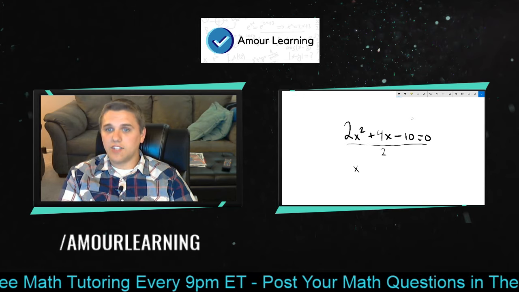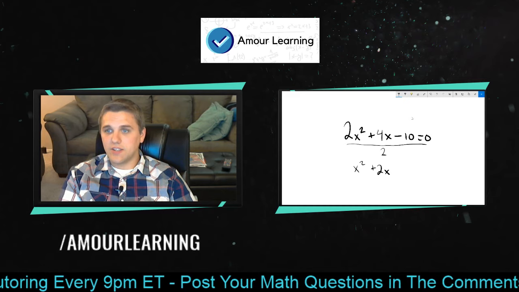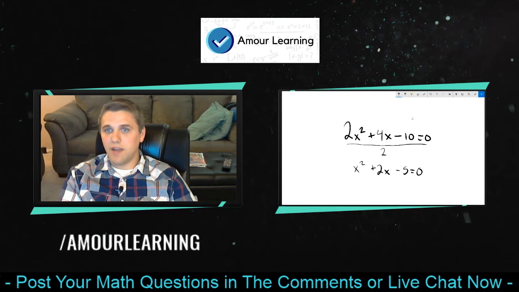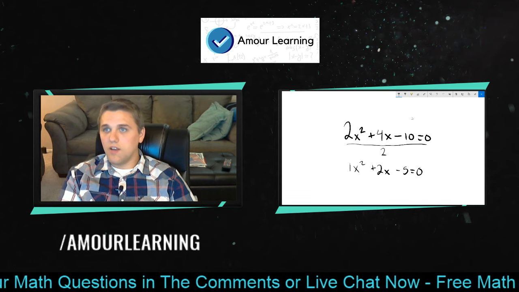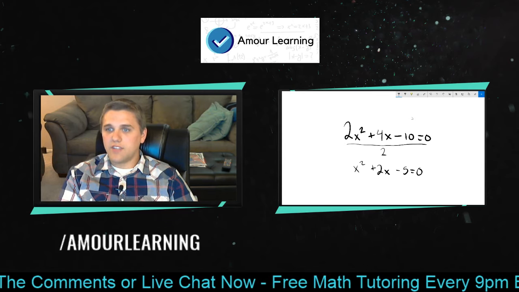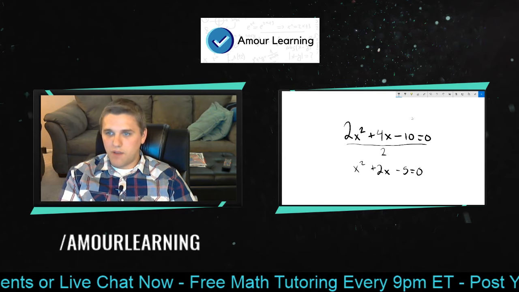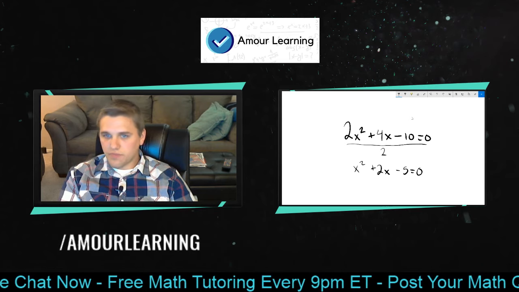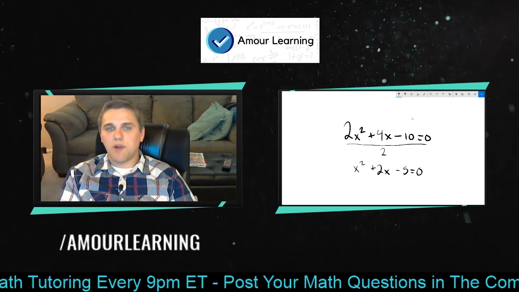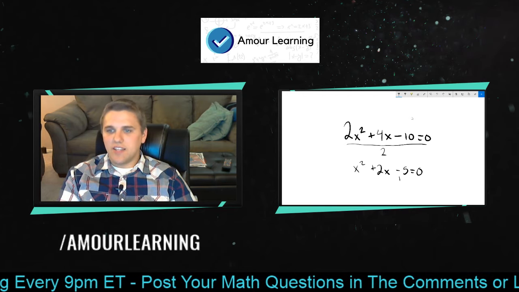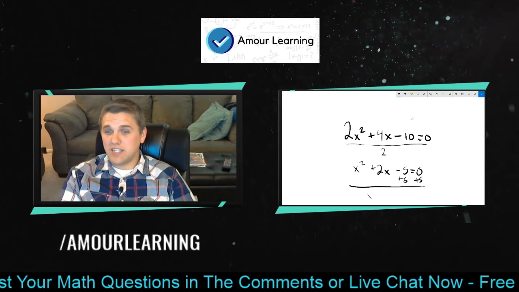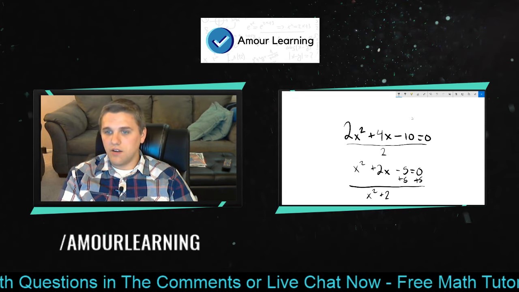And here I have x squared plus 2x minus 5 equals 0. You notice how the numbers got divided by 2. So 2 divided by 2 is 1, but we don't really put a 1 in front of x squared. 4 divided by 2 is 2. Negative 10 divided by 2 is negative 5. 0 divided by 2 is 0. And so now I'm solving this problem right here. Now, to solve this problem, I'm going to add 5 to both sides. And many of you might anticipate what I'm going to do here.